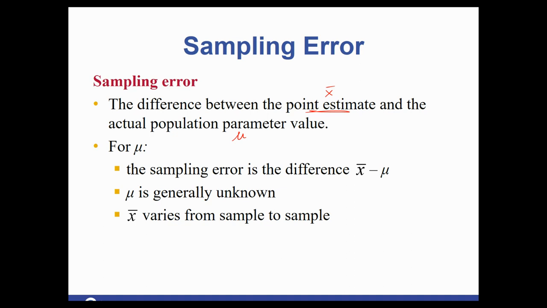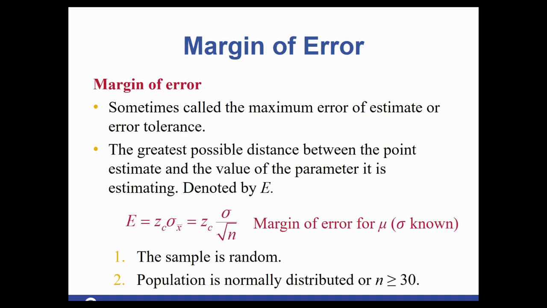So we're trying to find how far apart these two things might be. Ideally, we're trying to estimate our population mean, but we only have our sample mean, and that's going to vary. So in order to find this, we use something called the margin of error, also called the maximum error of estimate or error tolerance. So this is your greatest possible distance between your point estimate, X bar, and the value that we are measuring, so our mu. So this is the maximum distance between these two values. So it is a formula.